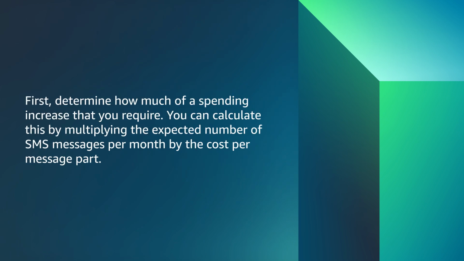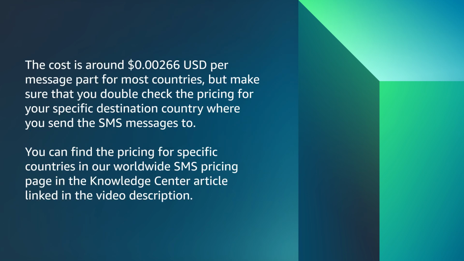First, determine how much of a spending increase you require. You can calculate this by multiplying the expected number of SMS messages per month by the cost per message part. The cost is around 0.00266 USD per message part for most countries, but make sure that you double check the pricing for your specific destination country where you send SMS messages to. You can find the pricing for specific countries in our worldwide SMS pricing page in the Knowledge Center article linked in the video description.